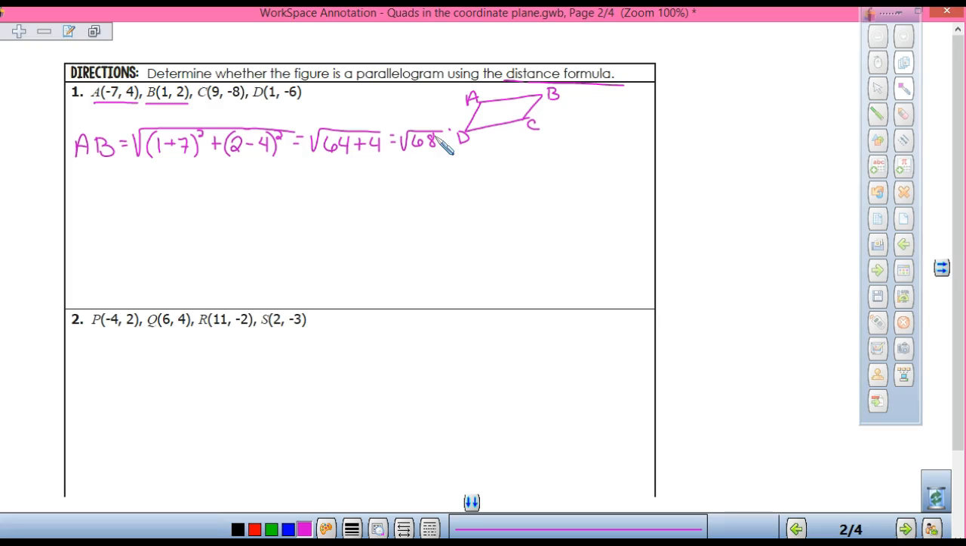Now we have to see if AB is congruent to who? BC. So let's check BC. BC equals the square root. So I'm using D and C this time. X2, 1 minus 9, squared, plus, minus -8, yep.